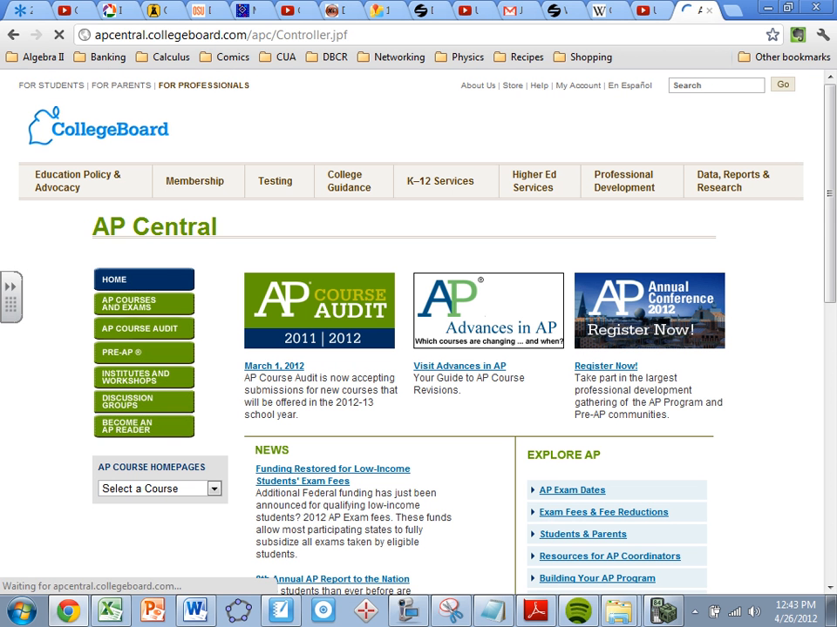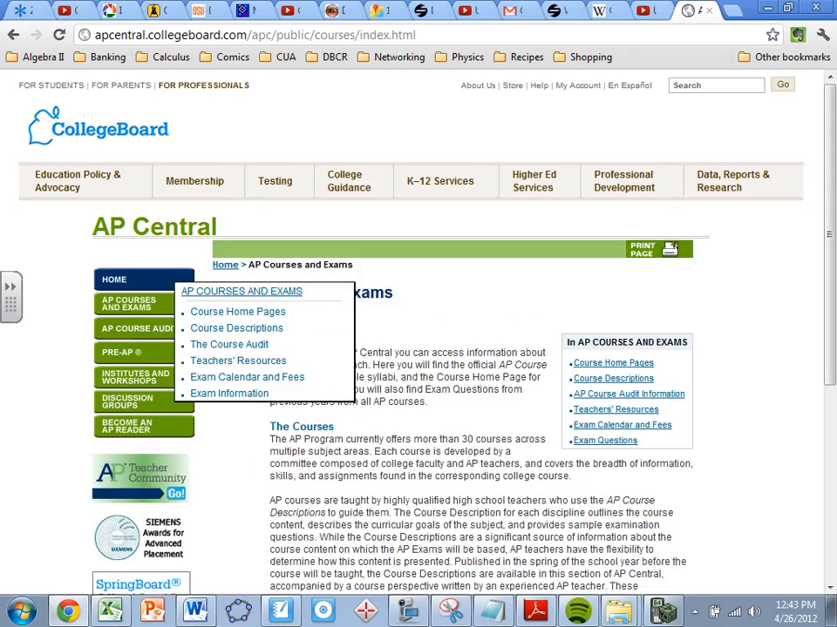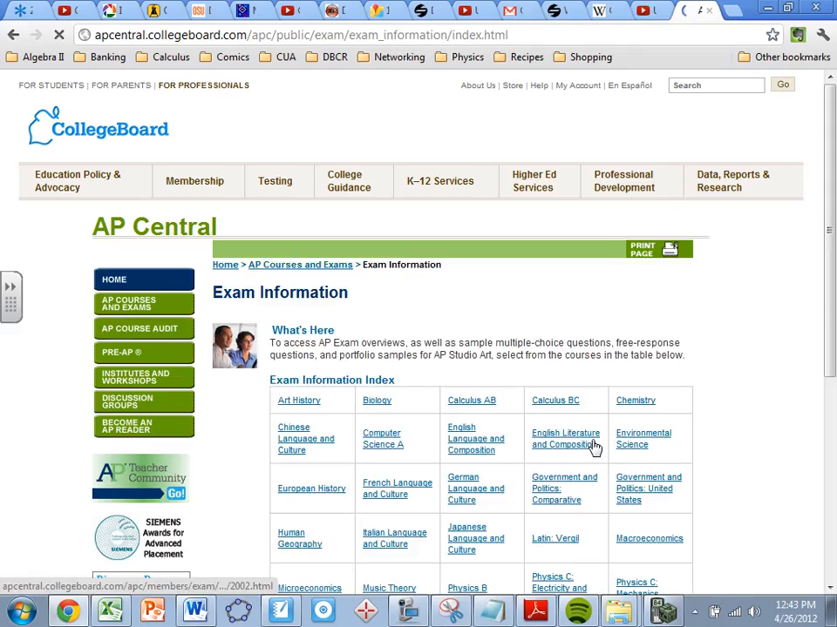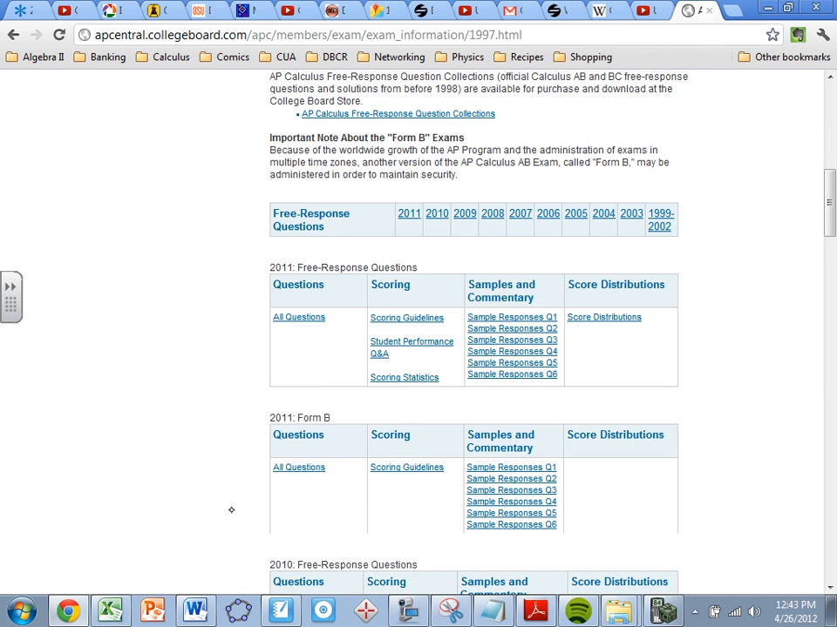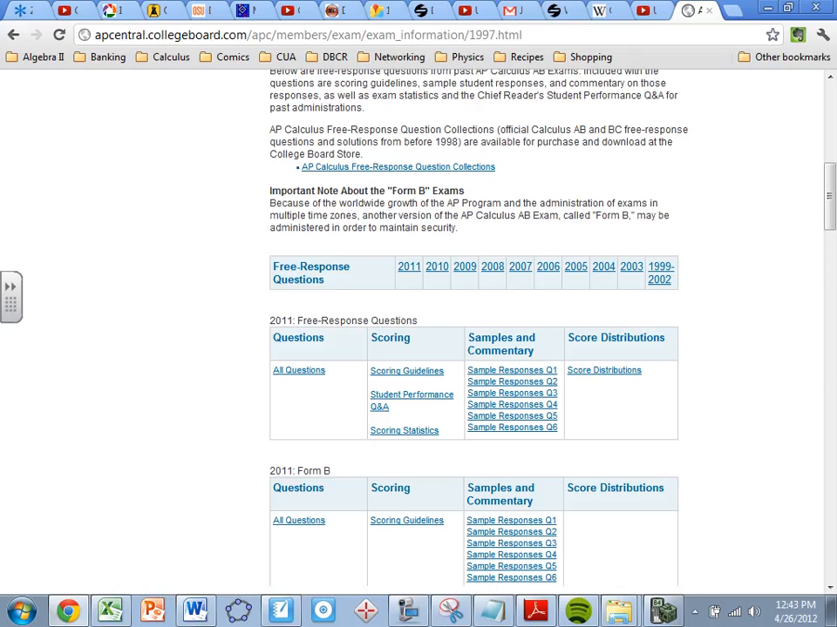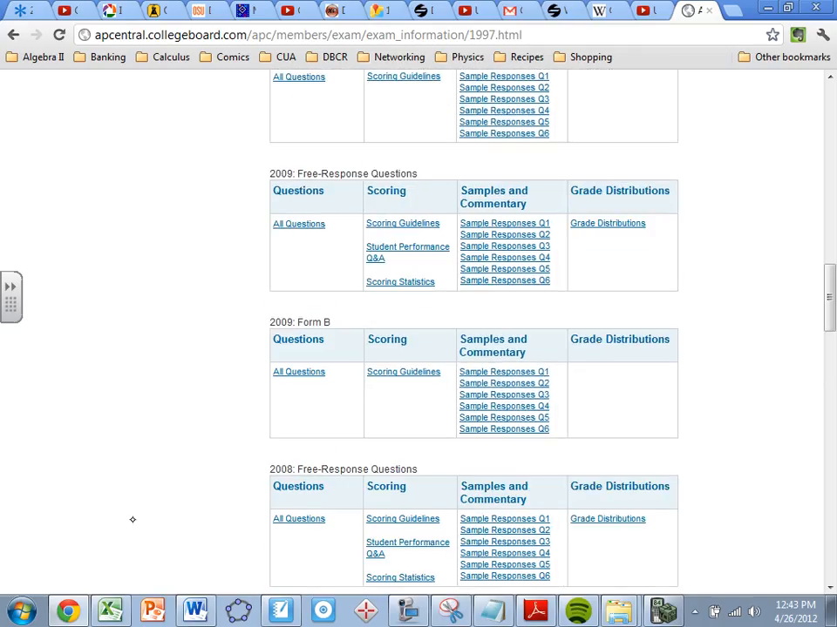The reason I'm showing this is because there's even more to it. Then you go to AP courses and exams, because we're looking at the exams. We want to go to exam questions. We want to go to calculus, not BC, but AB, the first level. There's a second level of calculus in high school. Then we go down, and here's all of your free responses, from 2011 all the way down to 2003. Then they have a bunch that are stored from 99 to 2002. So, we are currently doing 2005 Form B.